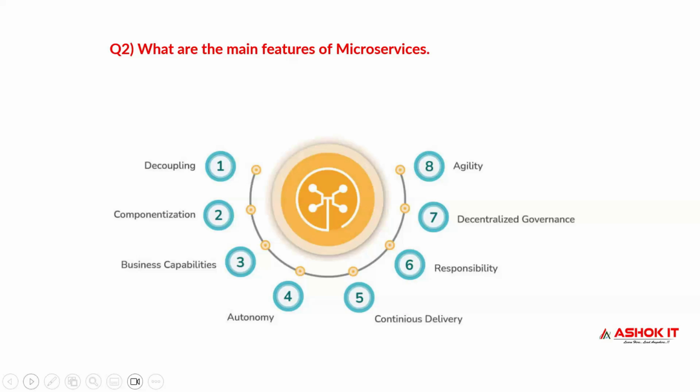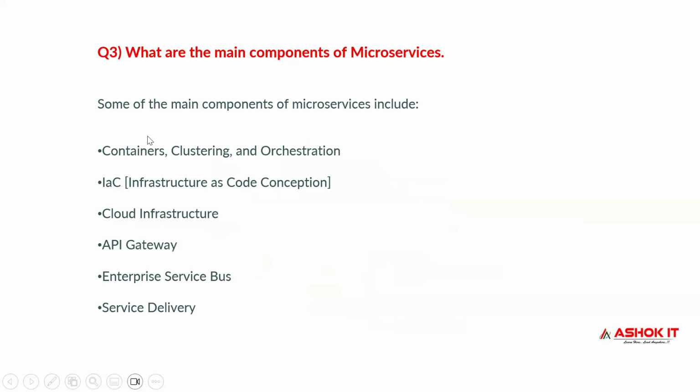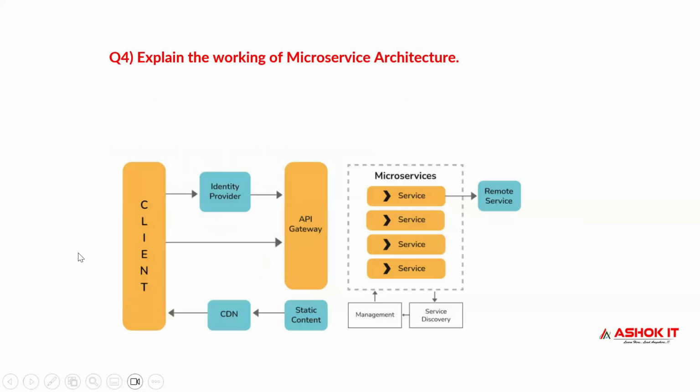Let's move to the next question now. What are the main components of microservices? Some of the main components of microservices include containers, IAC, cloud infrastructure, API gateway, enterprise service bus, and service delivery.